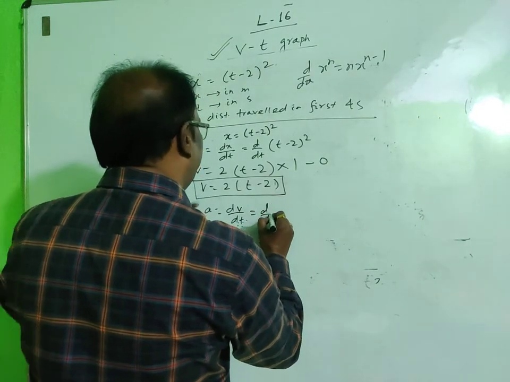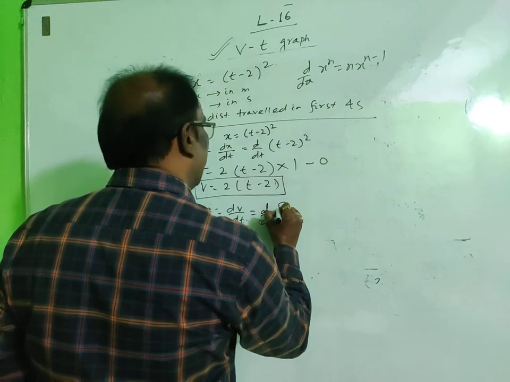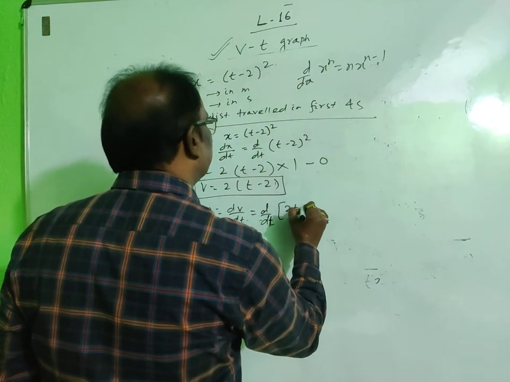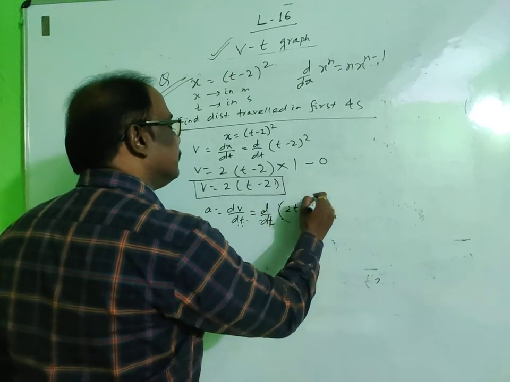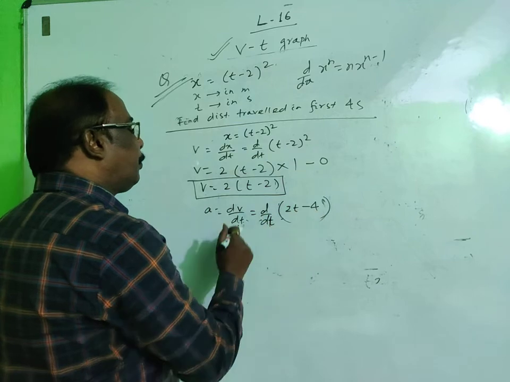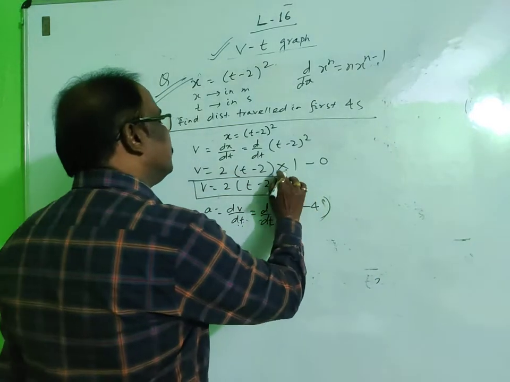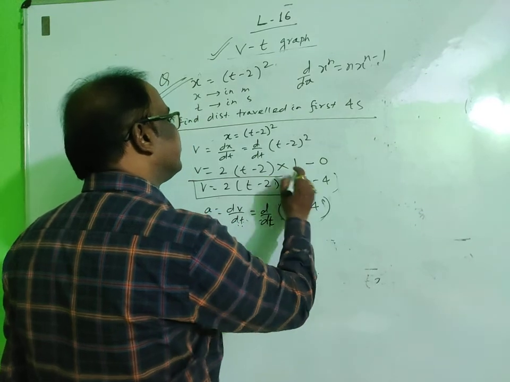So d by dt of (2t minus 4) multiplied: 2 into t is 2t, 2 into 2 is 4. So this is equal to 2t minus 4.